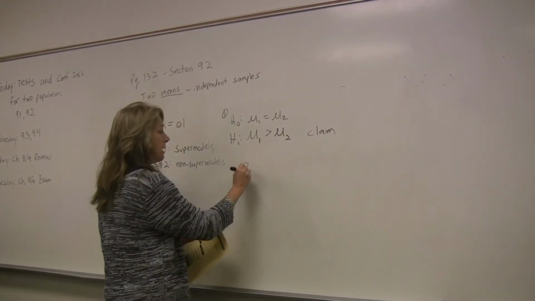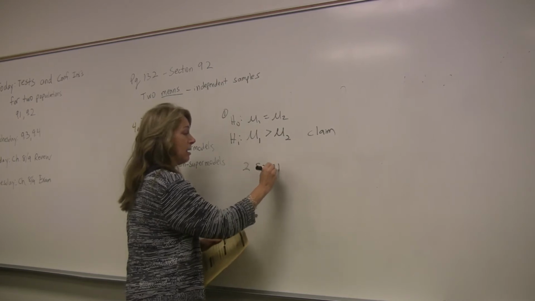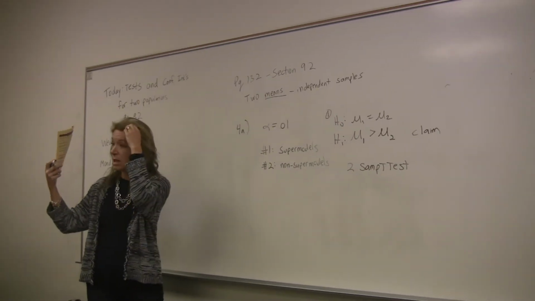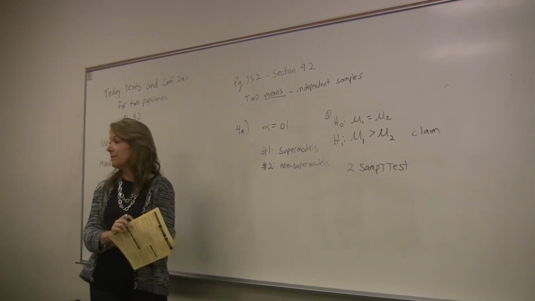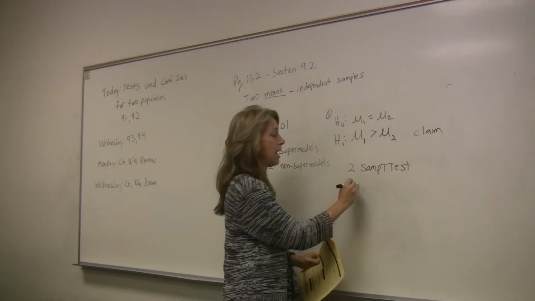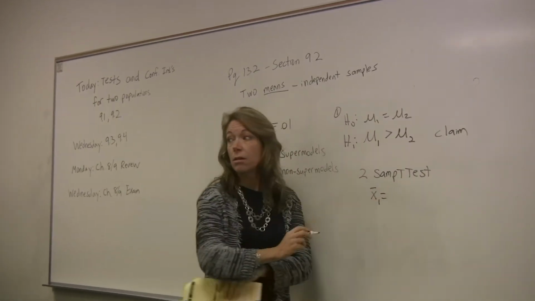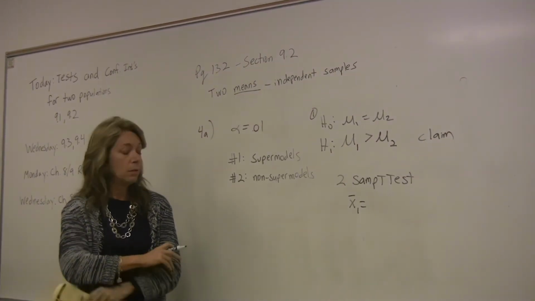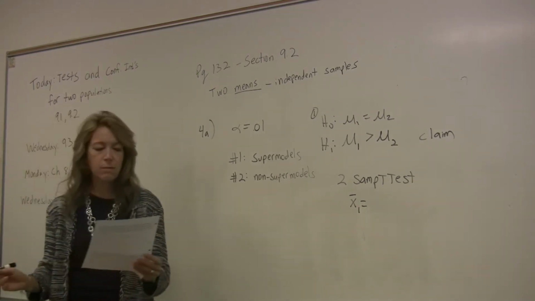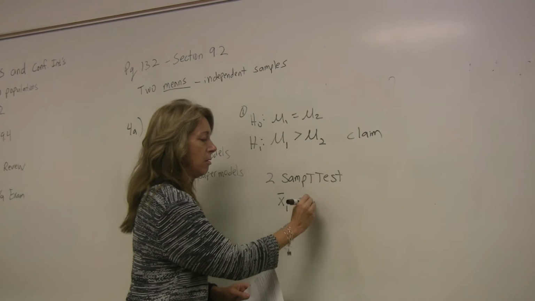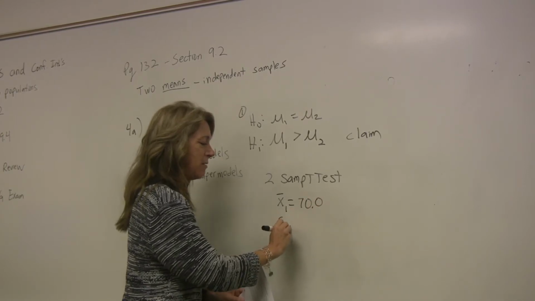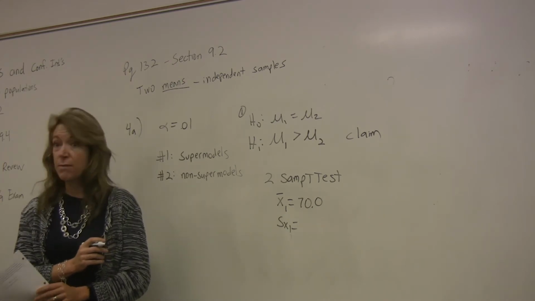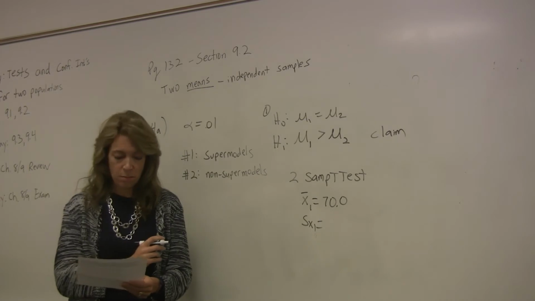So we're going to go in and do a 2-SampTTest. We all see where it tells us on here to do a 2-SampTTest? What does it want from us? Excellent. X bar 1, right? X bar 1 means the mean from the first sample. Put the problem down. What was the mean? 70.0? Does it write Sx1? Sx1 means standard deviation from the first sample? 1.5?